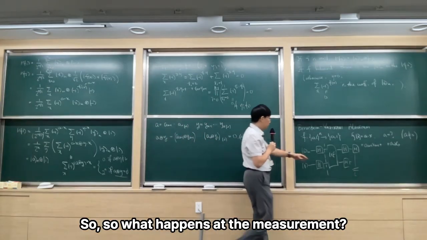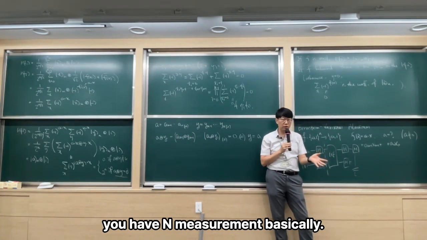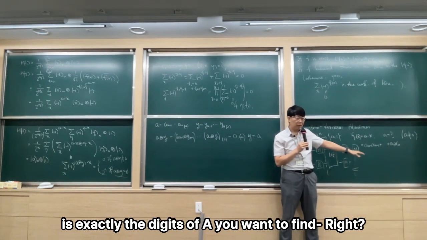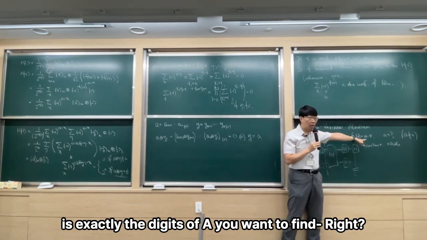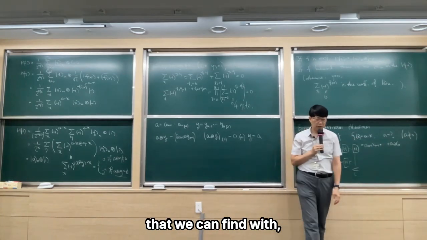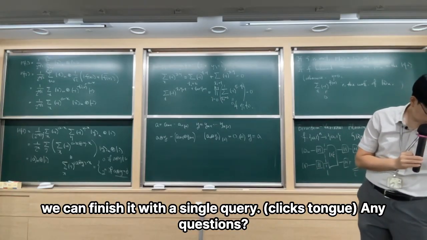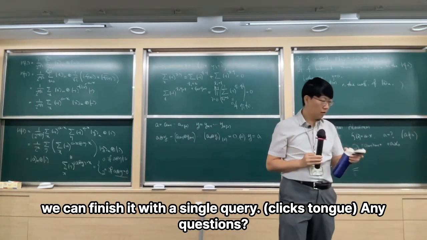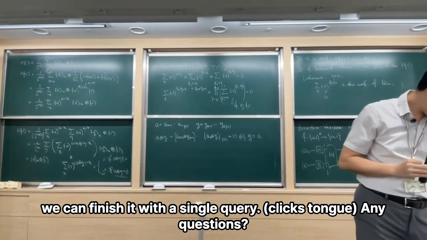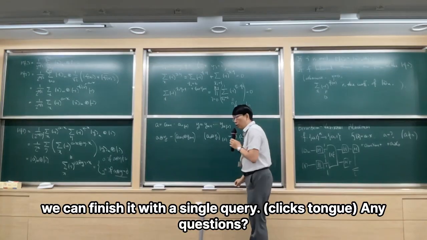So what happens at the measurement? When I take the measurement on the input register, you have n measurements, basically. So every single qubit you measure is exactly the digits of A you want to find, right? So that's why we can finish it with a single query. Any questions?